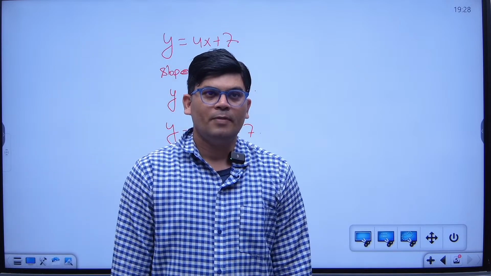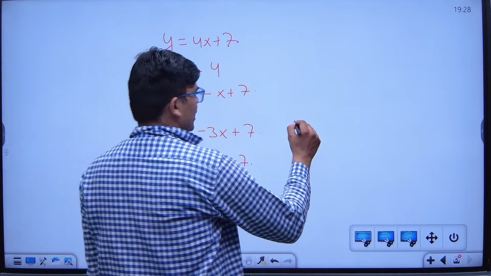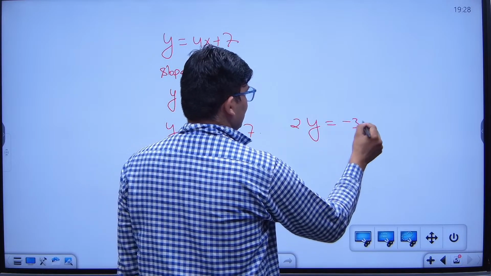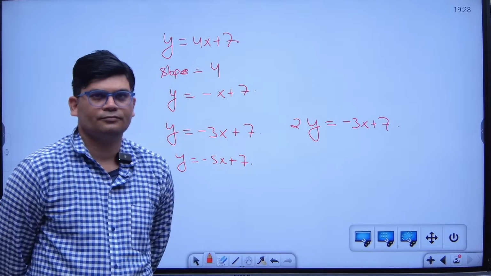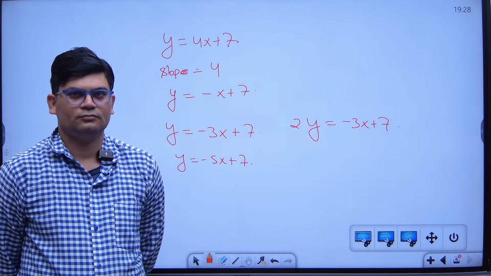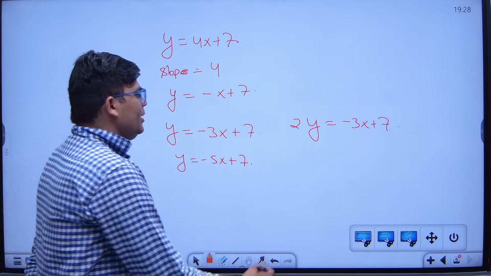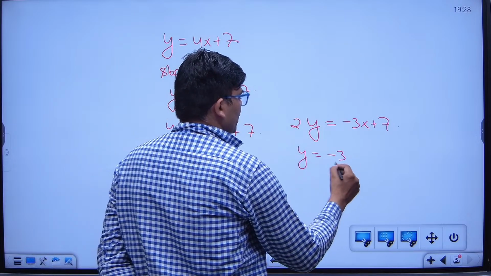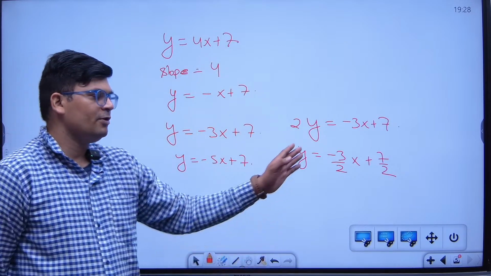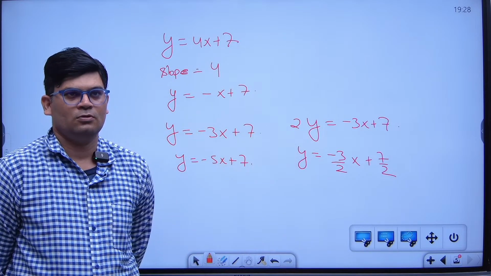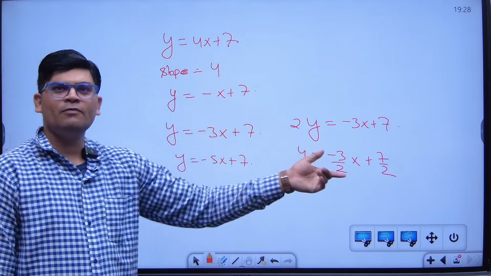Any doubt? But you may not see the questions like this in a simpler form. So sometimes you may be given the question like this: 2y is equal to minus 3x plus 7. Now what is the slope of this graph? So you have to keep y on this side and take 2 on the other side. So it will become y is equal to minus 3 by 2 x plus 7 by 2. So the slope of the graph will be minus 3 by 2.